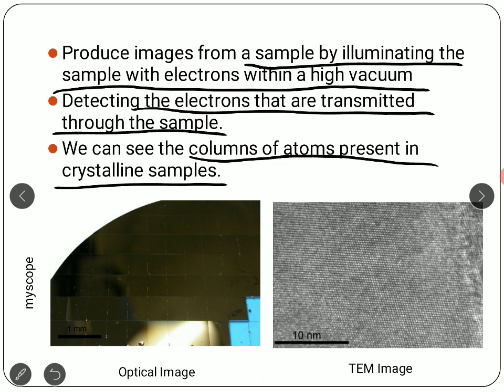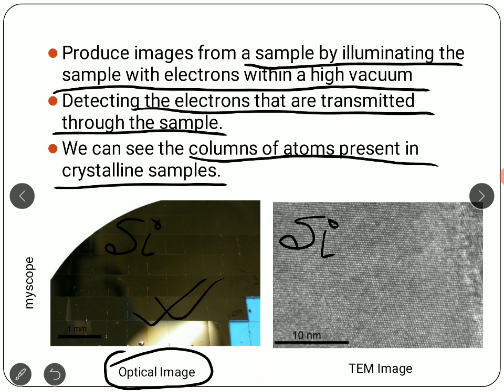In general, if you look at an optical image under light of, let's say, a silicon wafer, both the images are of a silicon wafer. If you look under the optical microscope, it will look something like this. Even with the highest of zooms, you cannot really go into the atomic scale. But if you look at it under a TEM, you will get these kinds of images.